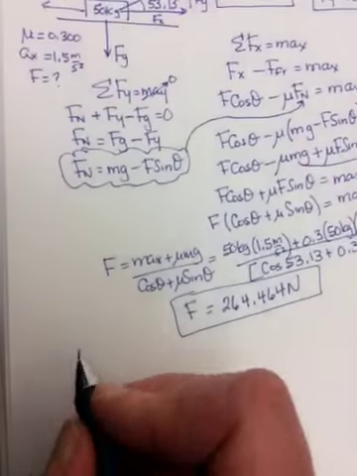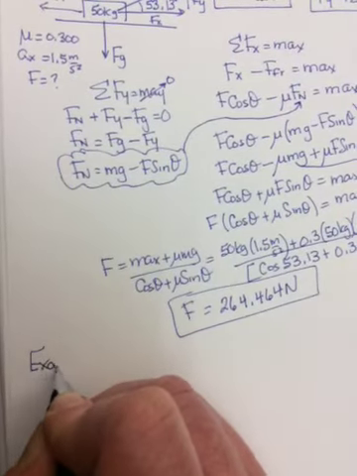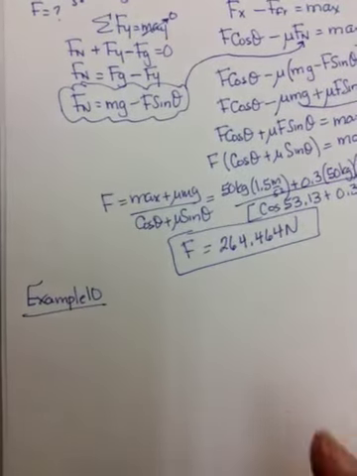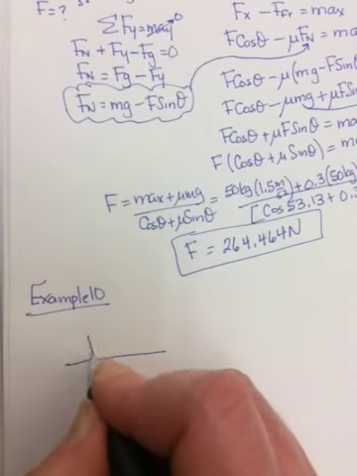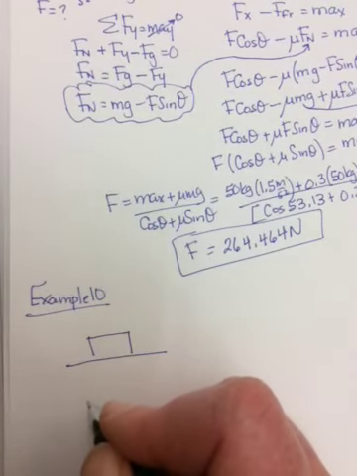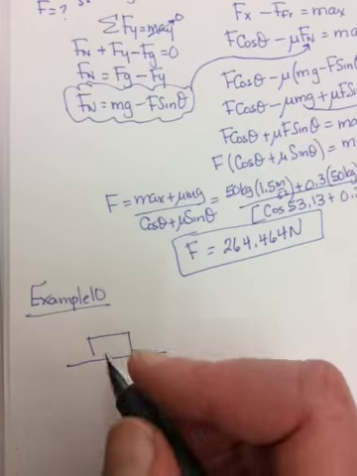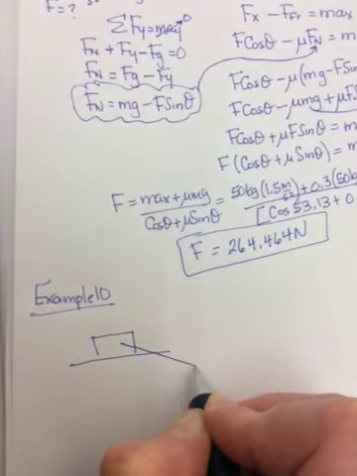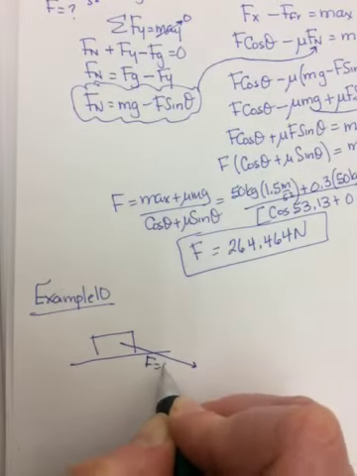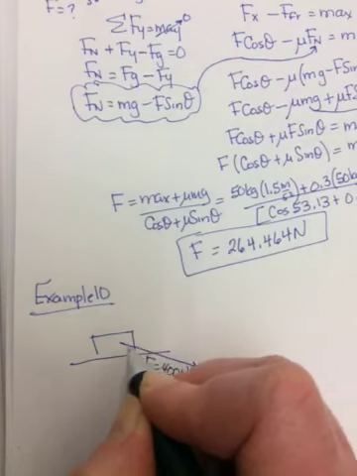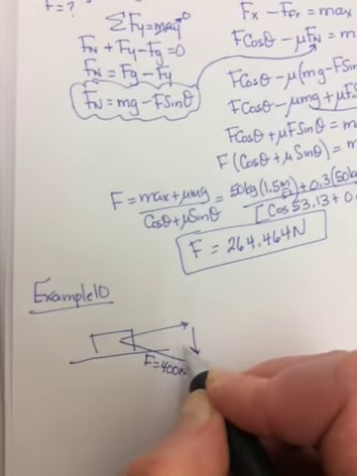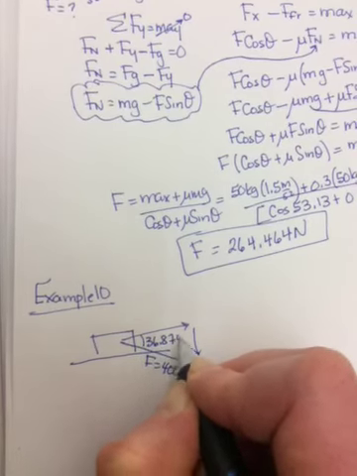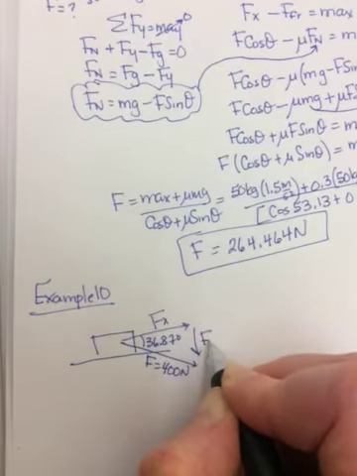Example number 10 looks an awful lot like it, actually. You can replay this if you don't get it, and then ask me about it either in the group or tomorrow. Example number 10 says a box is being pushed by a 400 Newton force downward at an angle. So this time I give you the F, so I'm not mean twice in a row. 400 Newton force downward at an angle of 36.87 degrees. So this will be Fx, this will be Fy.